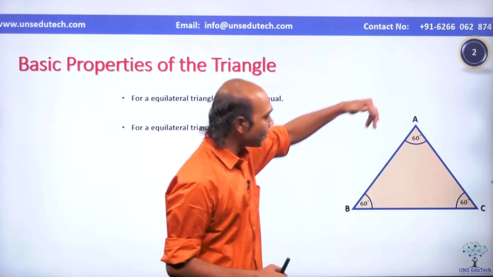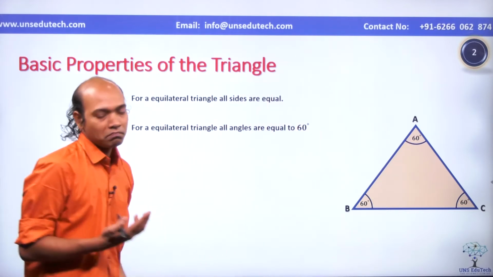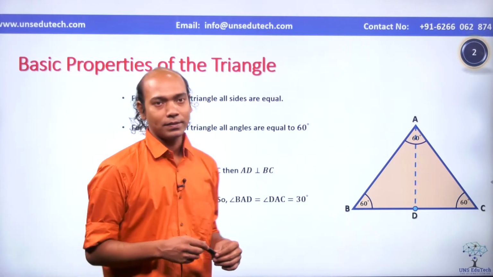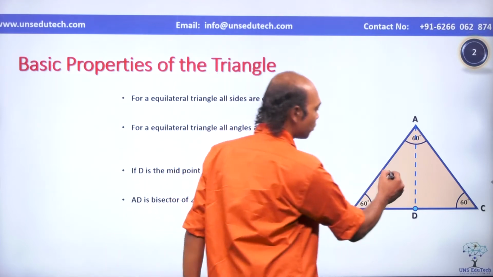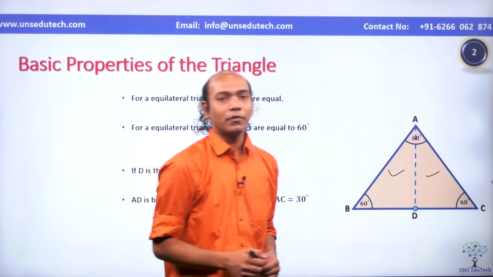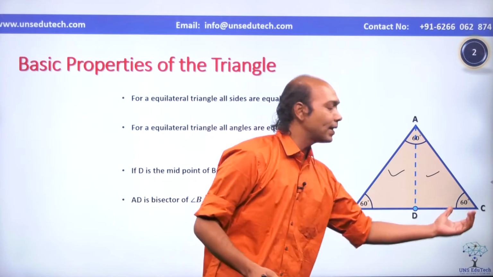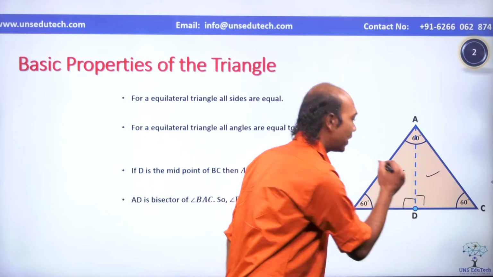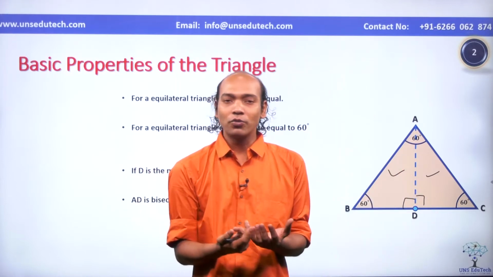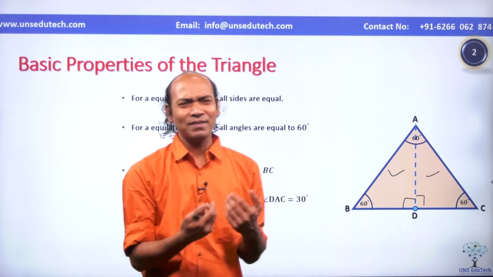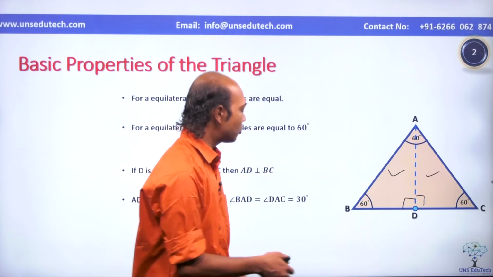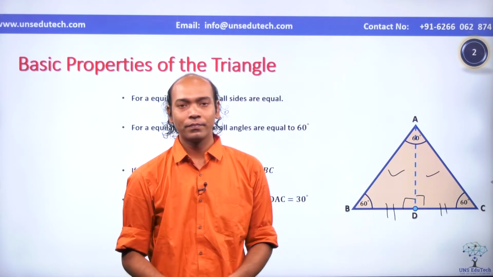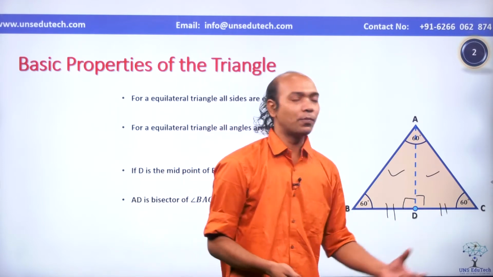Now, we drop a perpendicular from A to BC. So, what happened? If we consider these two triangles, obviously for these two triangles, angle B and angle C are equal, and angle D in both must be equal. So, therefore, it is a congruent triangle, because for right angle triangles, if two properties are equal, they are congruent. So, based on that congruent property, BD must be equal to CD. So, hence, D is the midpoint of BC.